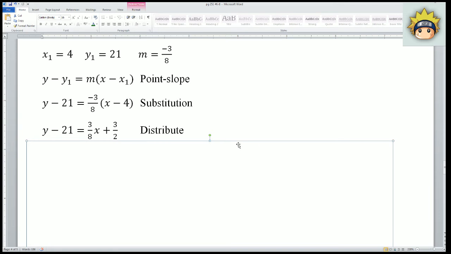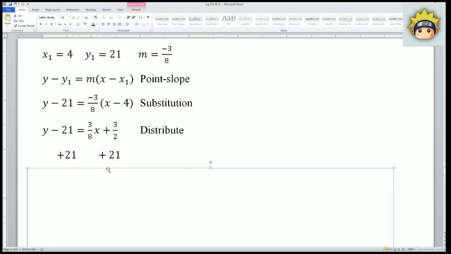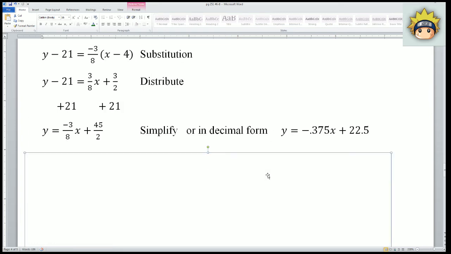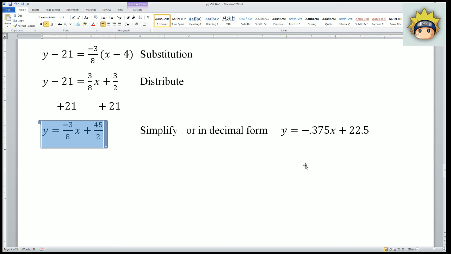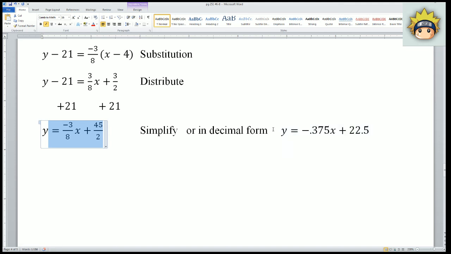Don't get freaked out by the fraction, okay? I actually had to use a calculator because when you multiply through here, it became a decimal. So the calculator helped me convert it into a fraction. I add 21 to both sides because I'm trying to get into y equals mx plus b form, slope-intercept form. And I get y equals negative 3 over 8 x plus 45 over 2. This is what was displayed in my calculator in fraction form, or in decimal form, I wrote it like this. I think these fractions are very ugly, so I decided to just use decimal form for the rest of the time. So it's y equals negative 0.375x plus 22.5.